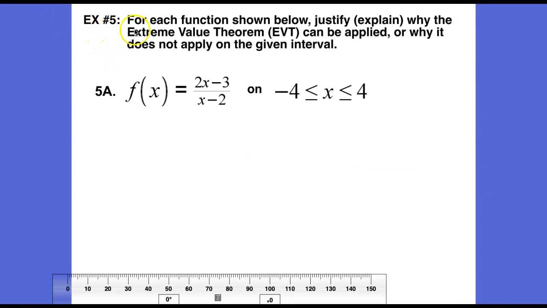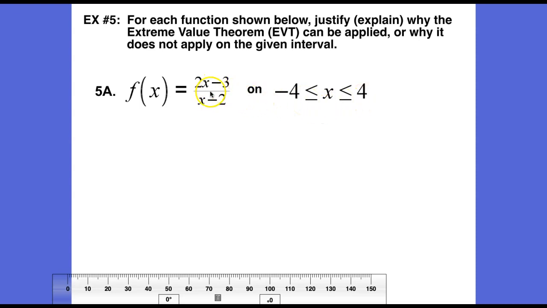In example 5, we're told for each function shown below, justify or explain why the extreme value theorem can be applied or why it does not apply on the given interval. So in example 5a, we have f of x equals 2x minus 3 over x minus 2, a rational function, and this is on the closed interval from negative 4 to 4.